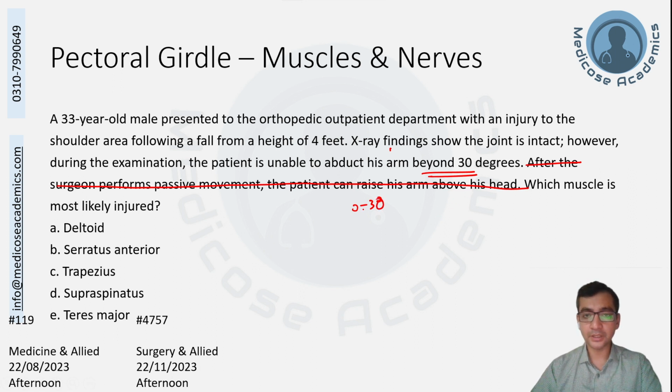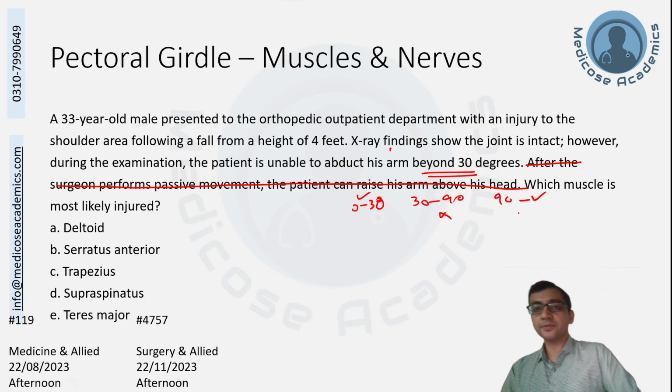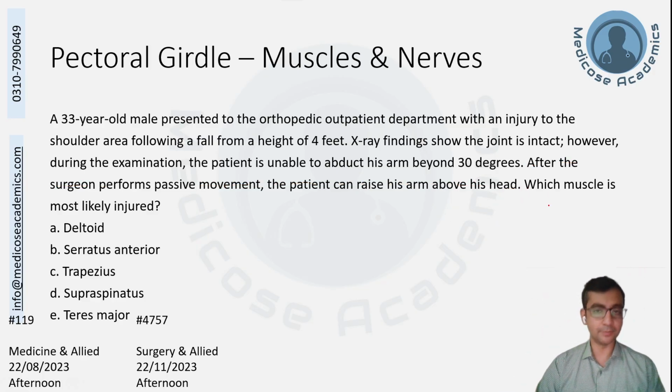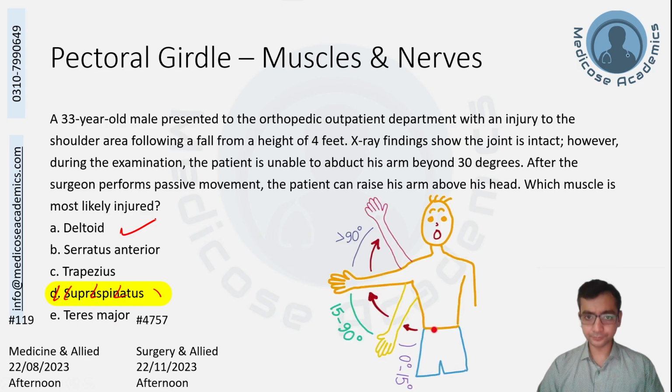So 0 to 30, it's okay. 30 to 90, it's not. And 90 beyond is okay. Technically speaking, that's not, but let's keep it simple. Which muscle is paralyzed? That question has been asked more than once. And the answer is, actually the answer is deltoid. Deltoid is the correct answer.